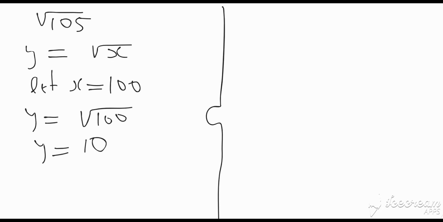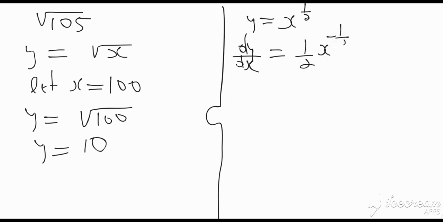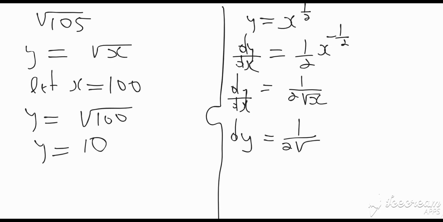So we have y equal root x, which means we can write it as y equal x raised to the half power. So when we differentiate this, which is the change in y over the change in x, we are going to end up with a half x to the minus a half, which if we refine this, we can say it's equal to 1 over 2 root x. So dy over dx is equal to 1 over 2 root x. Now, what I want is a change in y. So dy is equal to 1 over 2 root x times dx, which is a change in x.